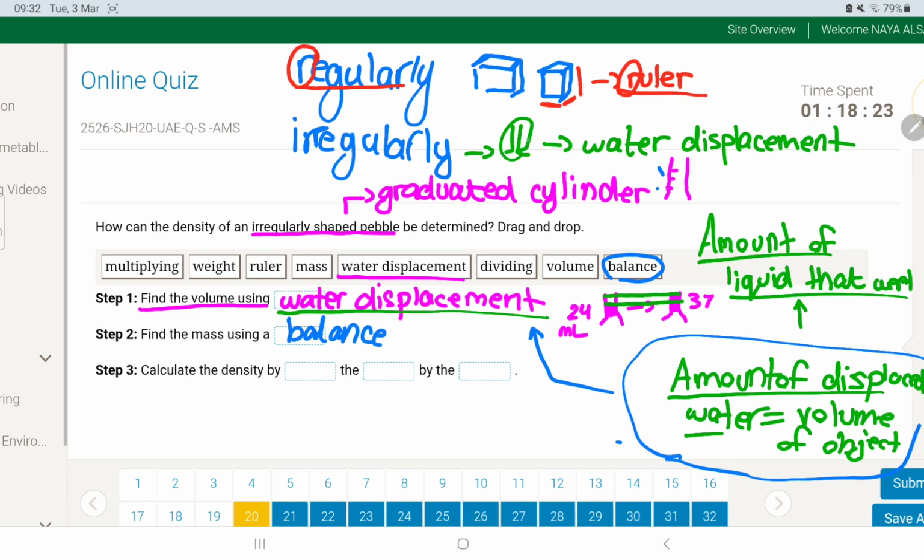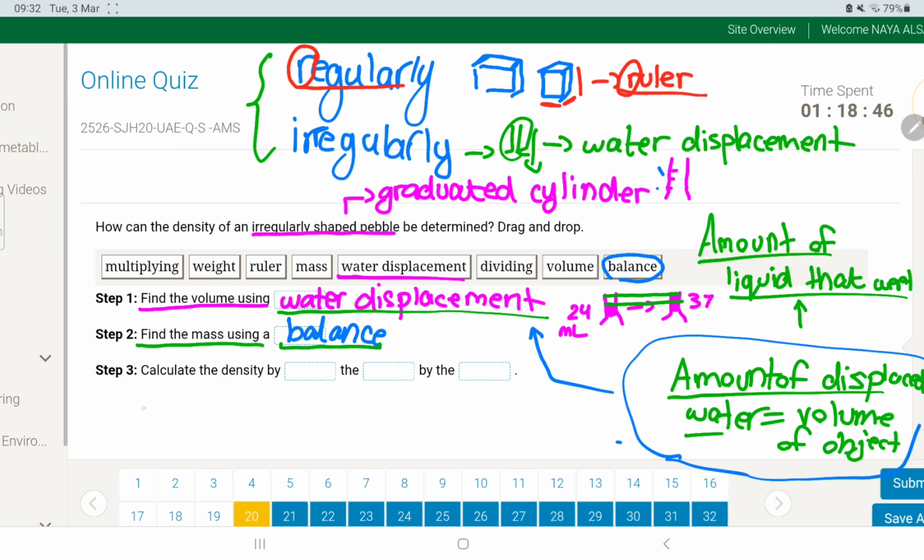So using a graduated cylinder. I'm not going to rewrite it down here. Okay, so you can take this as a note if you guys want. Okay, so here, how will you find the mass? You find the mass using a balance. Nothing else makes sense, honestly.